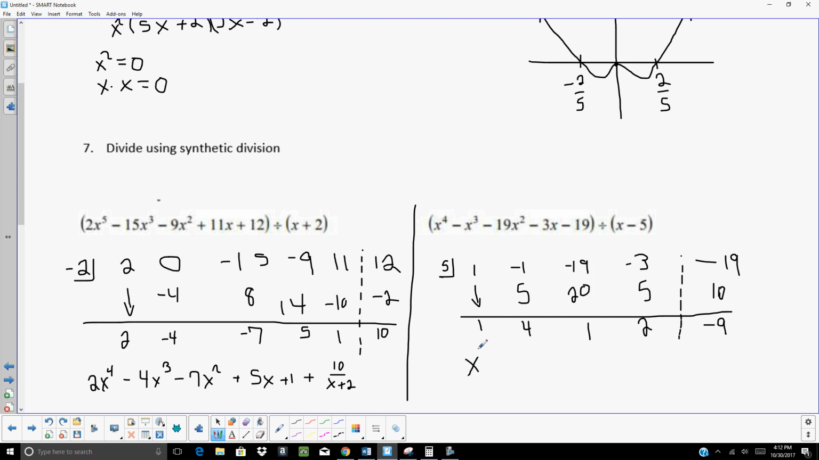So I've got x cubed plus 4x squared plus x plus 2 with a remainder of negative 9 over x minus 5.